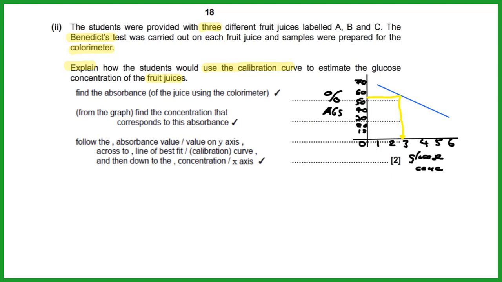So in the mark scheme, they wanted you to find the absorbance of the juice using the colorimeter, and then find the concentration that corresponded to that absorbance. And the way you would have done that would be to look at the absorbance value on the y-axis, then go out to the line and down, and then read it off the x-axis to give you the concentration of glucose in that fruit juice.